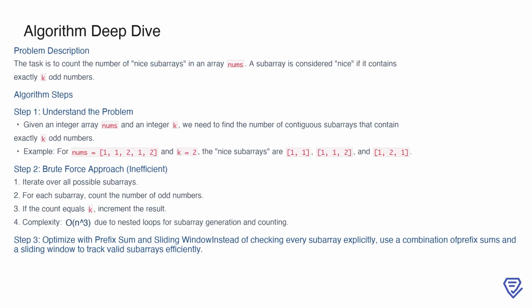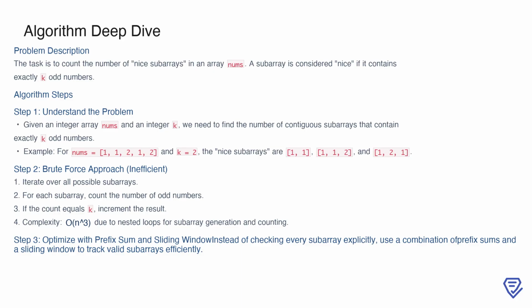The problem we are solving is to count the number of nice subarrays in a given array of integers. A subarray is defined as nice if it contains exactly k odd numbers. For example, if we have the array nums equals 1, 1, 2, 1, 2, and k equals 2, the subarrays 1, 1, 1, 1, 2, and 1, 2, 1 each contain exactly two odd numbers, making them nice.